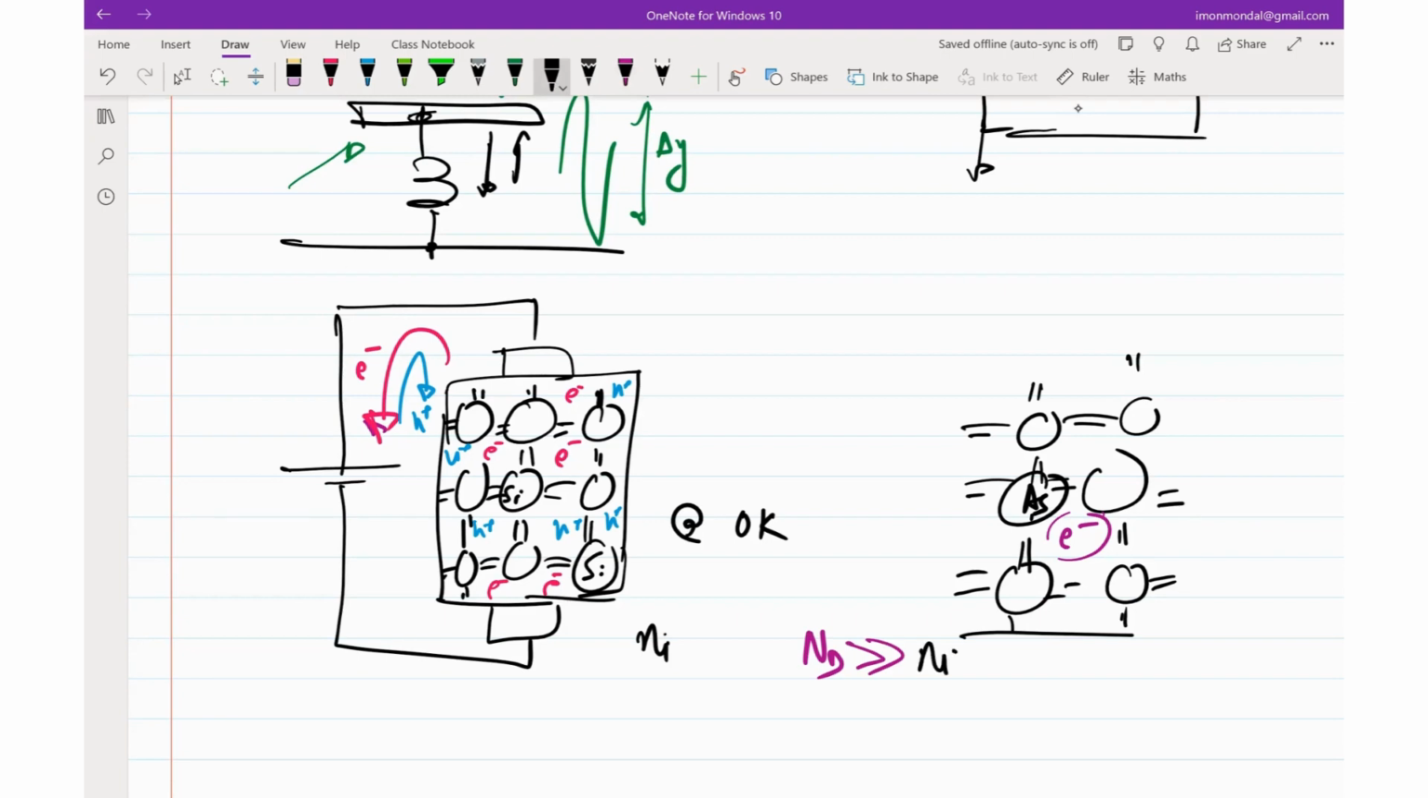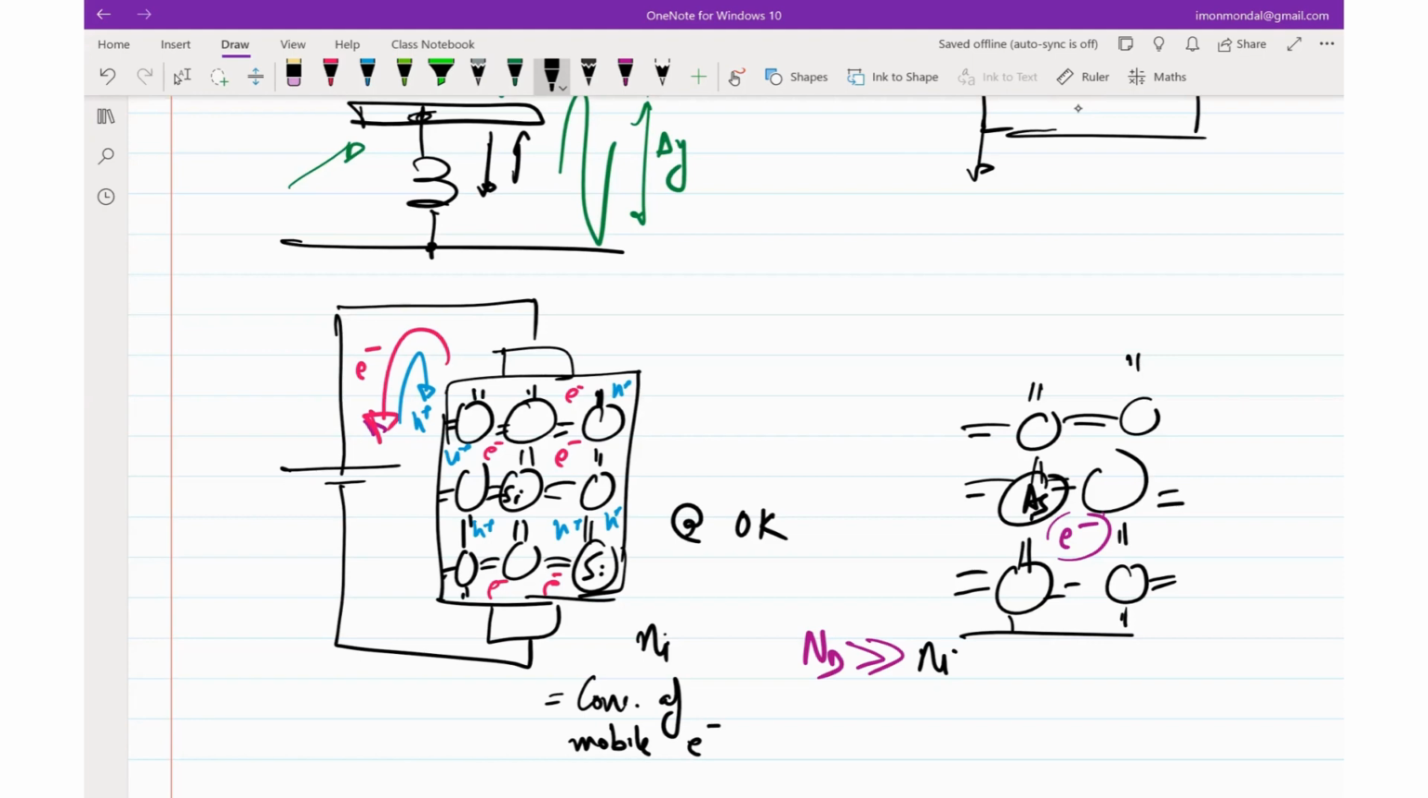right? Ni is the number of mobile electrons and holes. So Ni is equal to the concentration of mobile electrons. Note, we are not saying Ni is the concentration of the number of atoms in a lattice. The number of atoms in a lattice for silicon can be much higher than Ni, because not all of the atoms are going to contribute an electron.